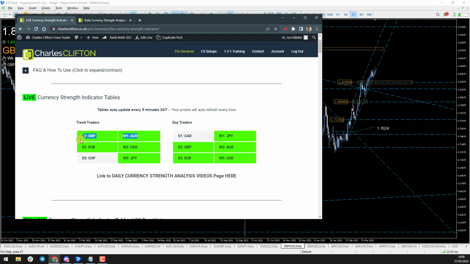Pound Aussie features top of the trend traders. It's also the second pair here on the day traders, with Pound being the second strongest and Aussie being the second weakest on the day traders. So I'm going to focus on Pound Aussie today.